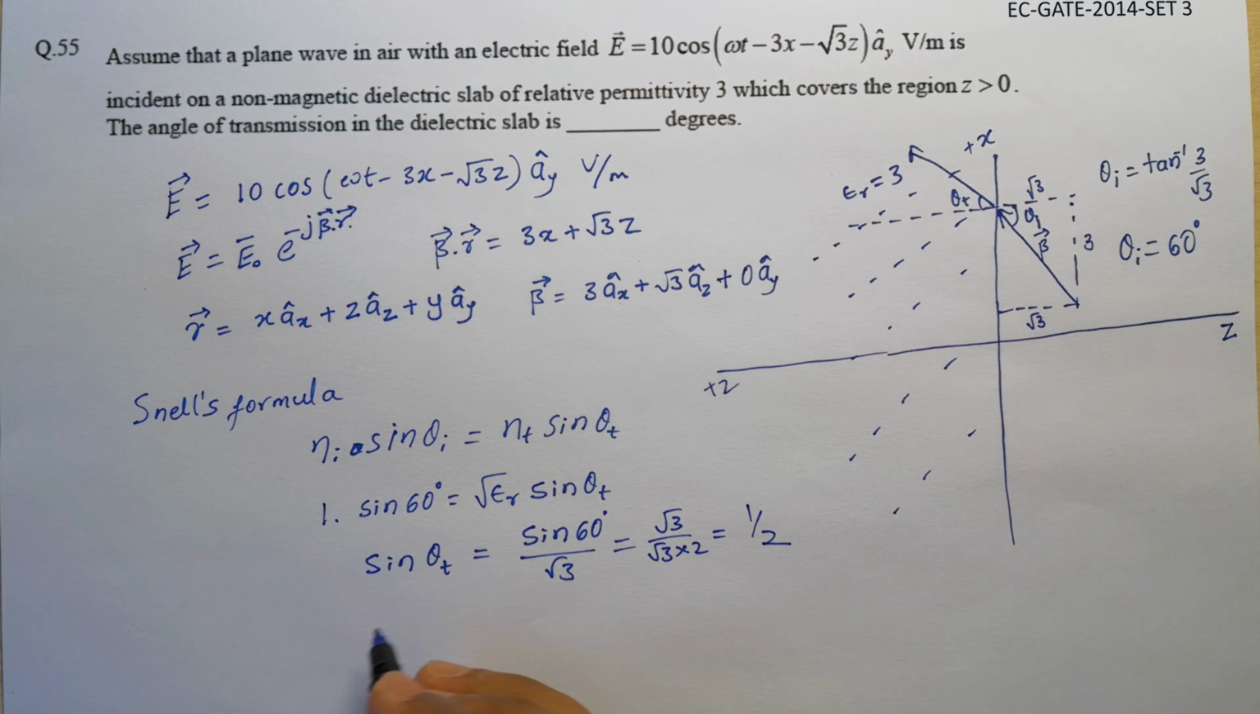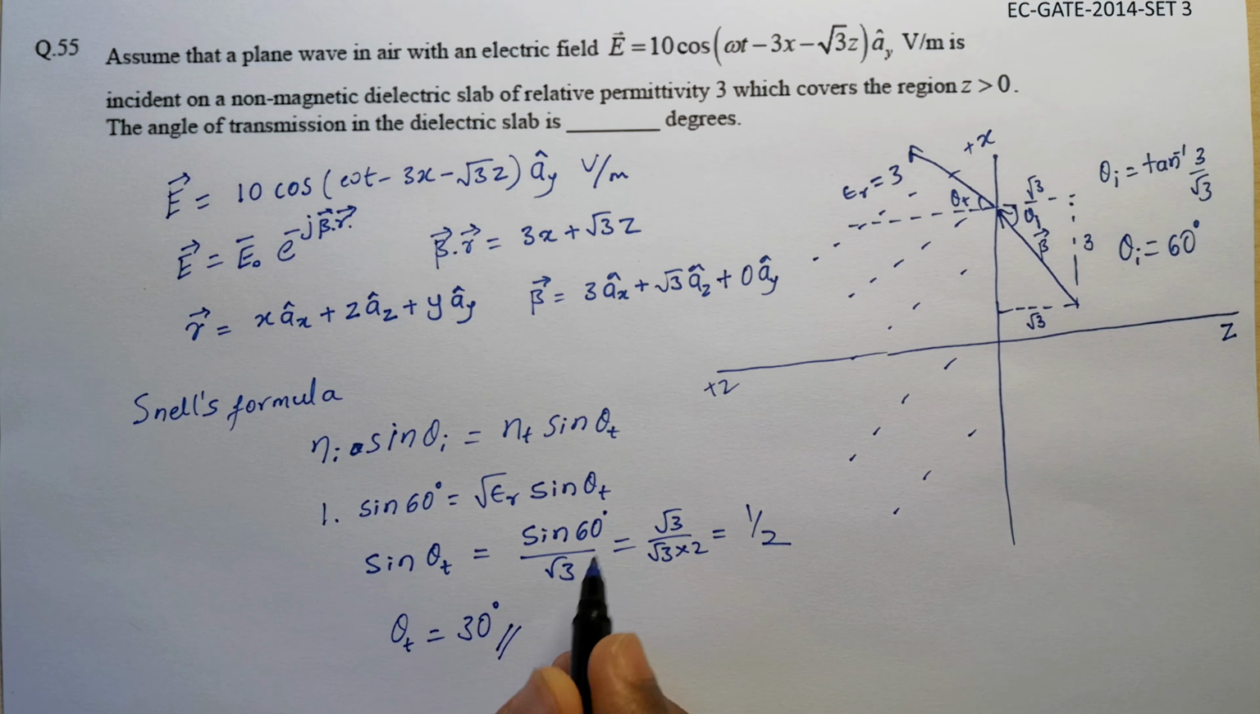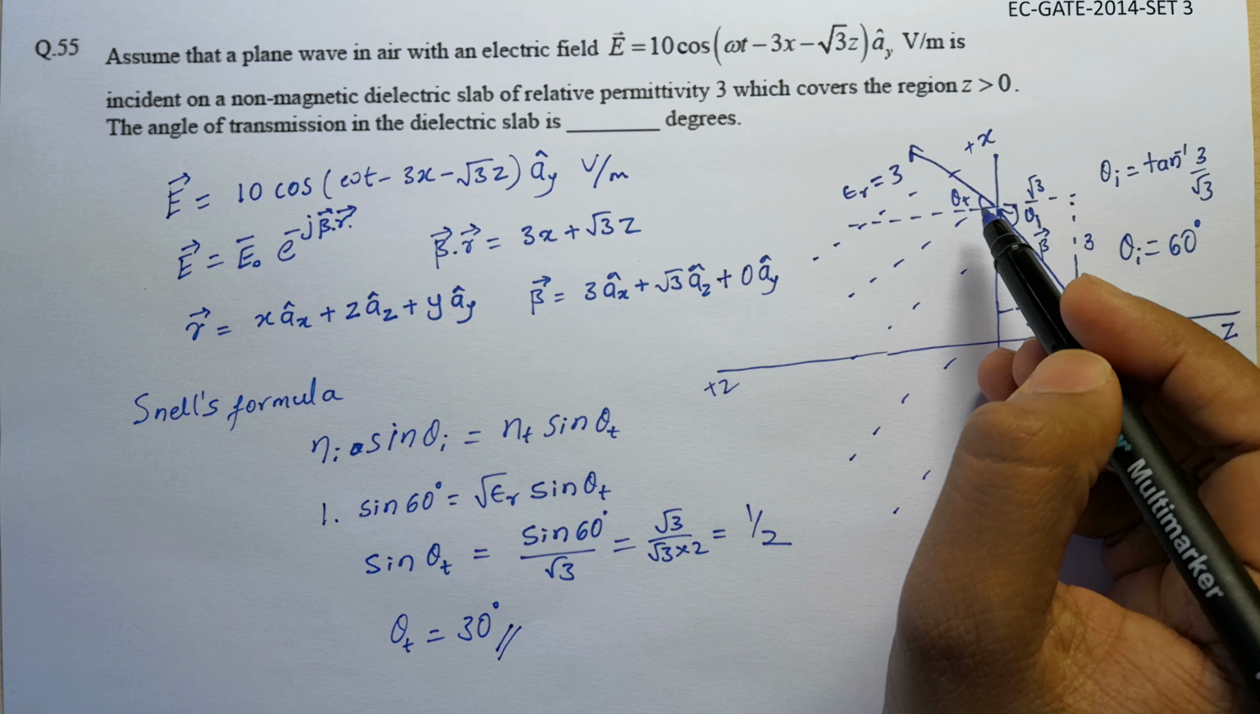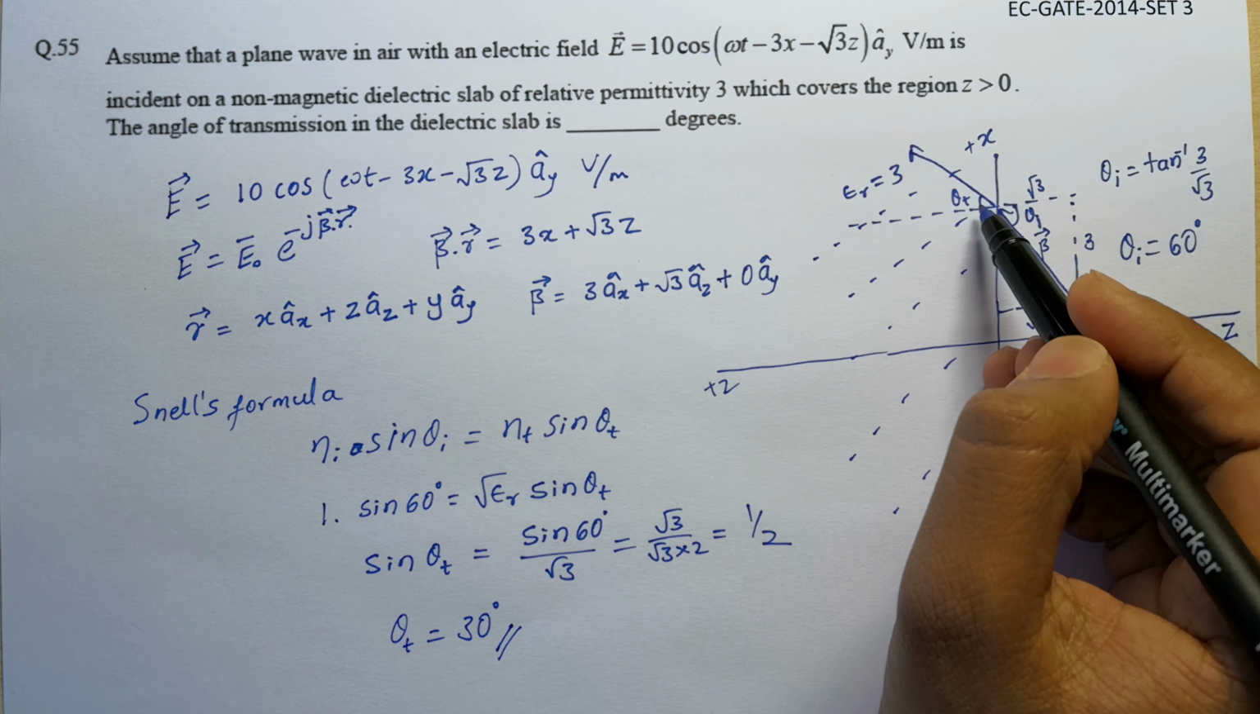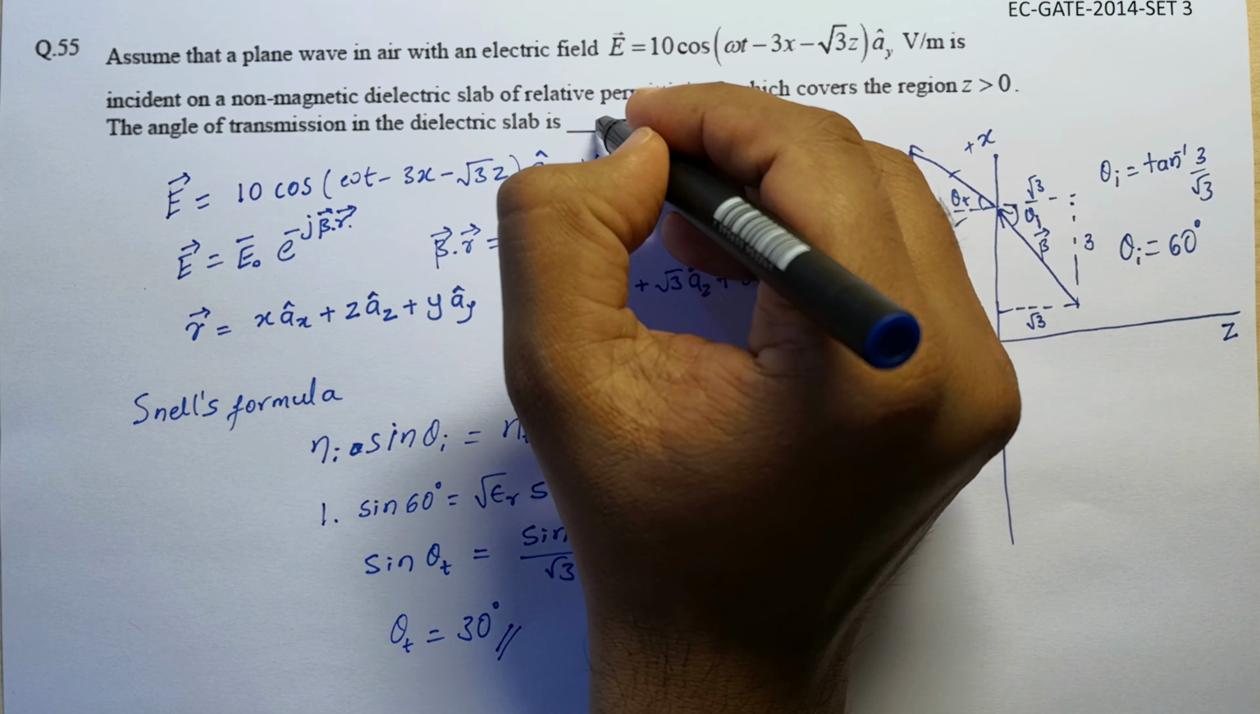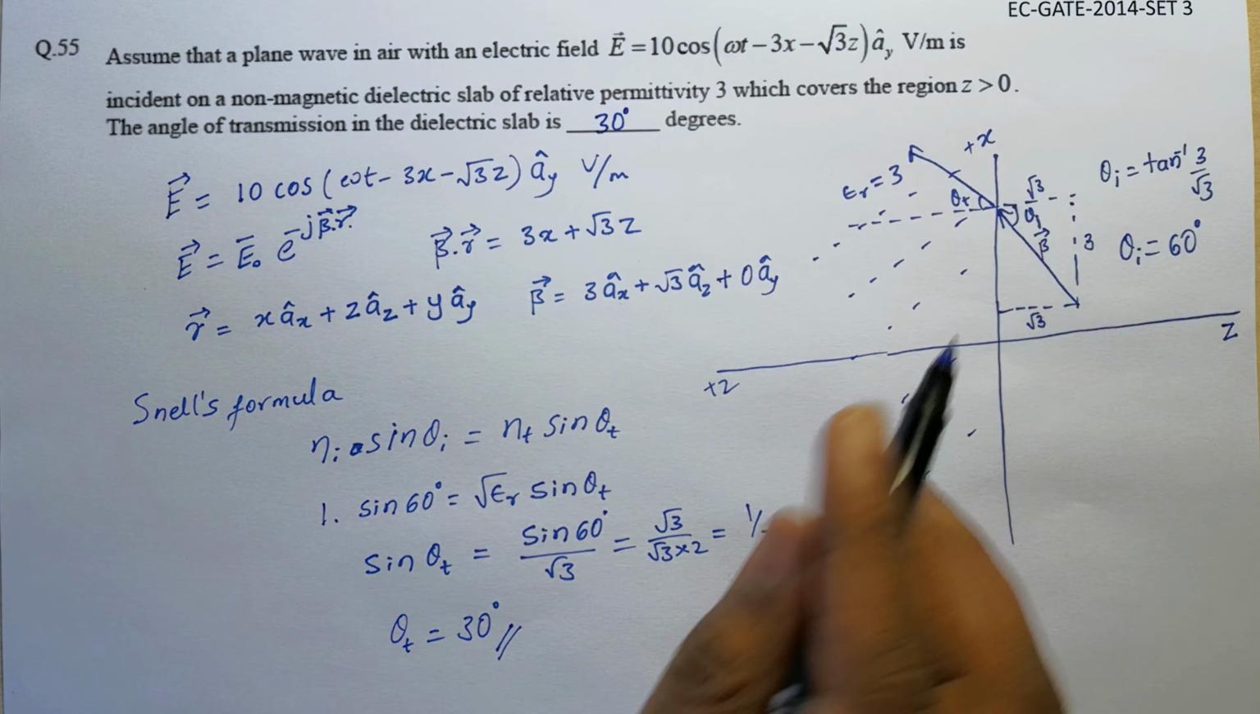Since sine theta t is 1 by 2, theta t is given as 30 degrees. So, the angle of transmission in the dielectric slab is 30 degrees.